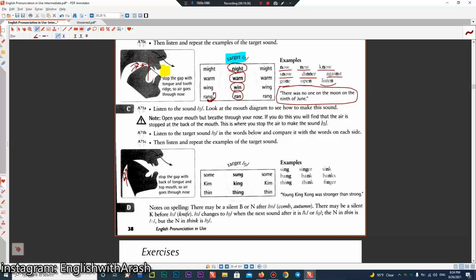A71B. Some, sun, some. Kim, king, Kim. Thin, thing, thin.